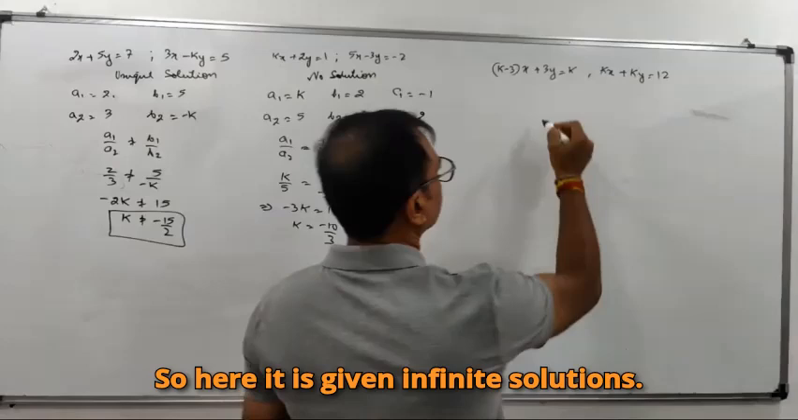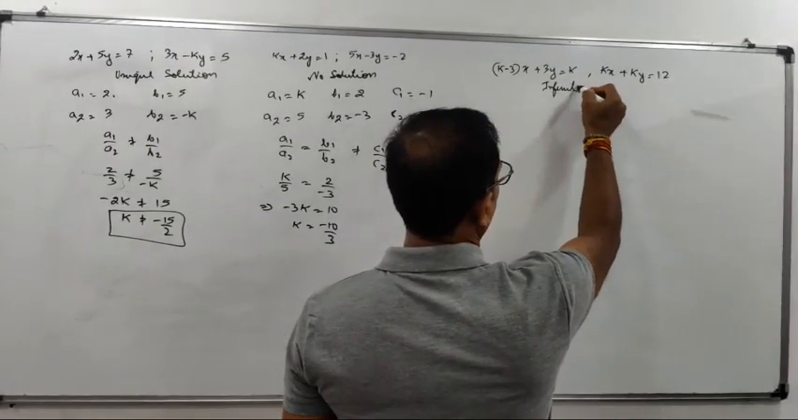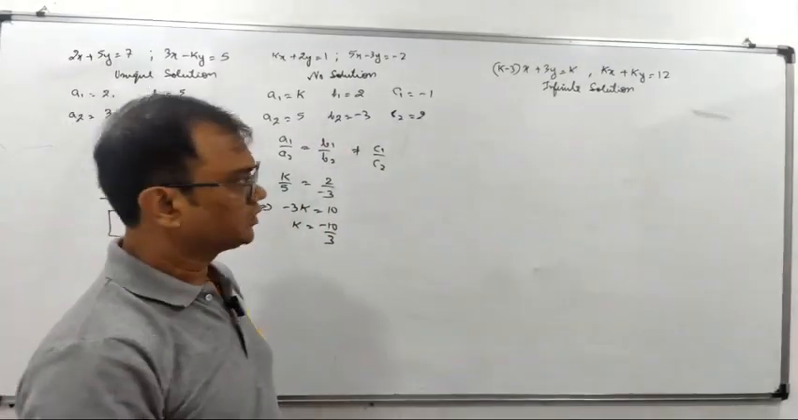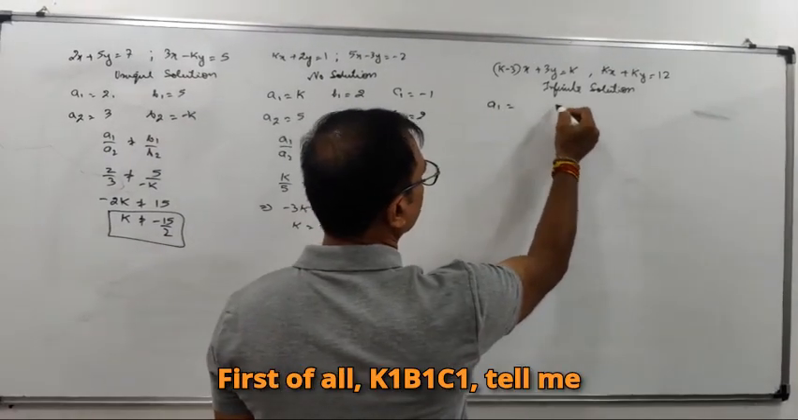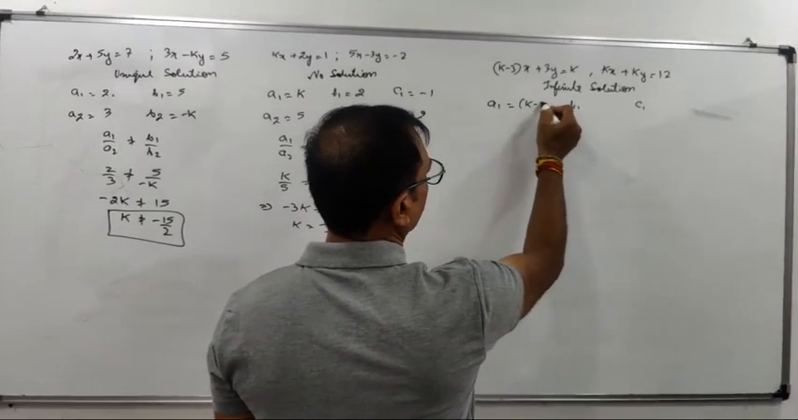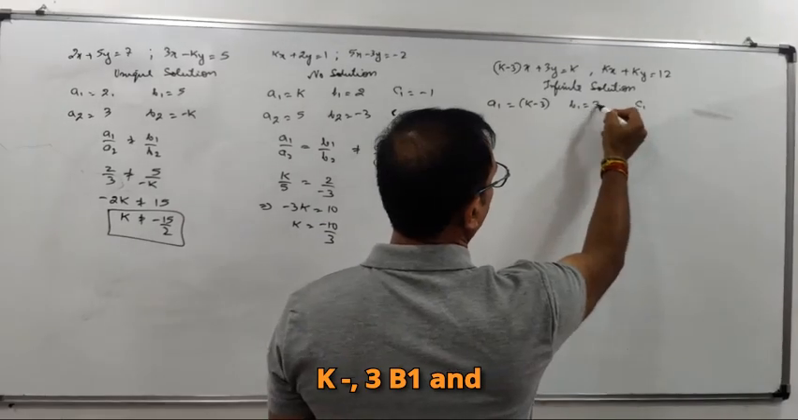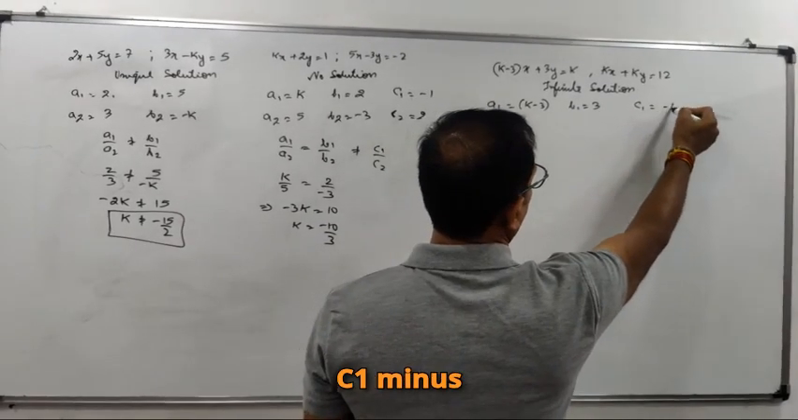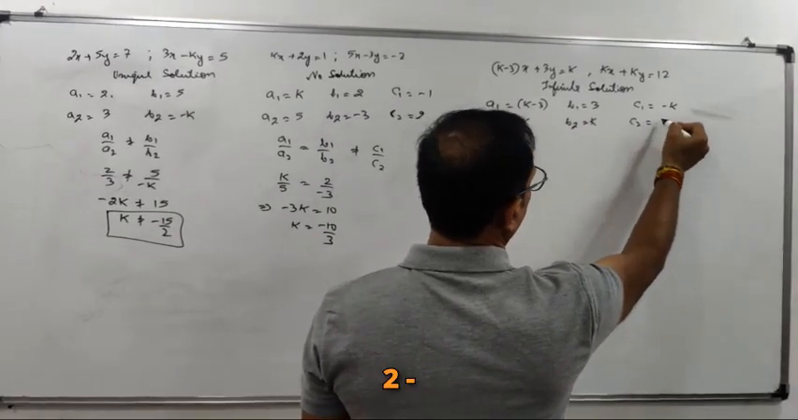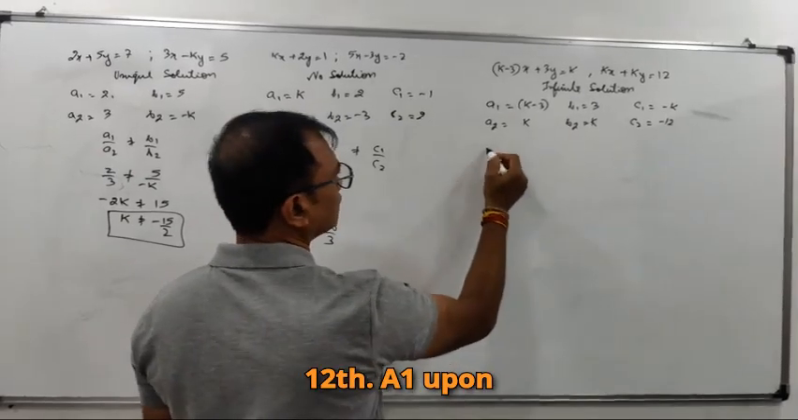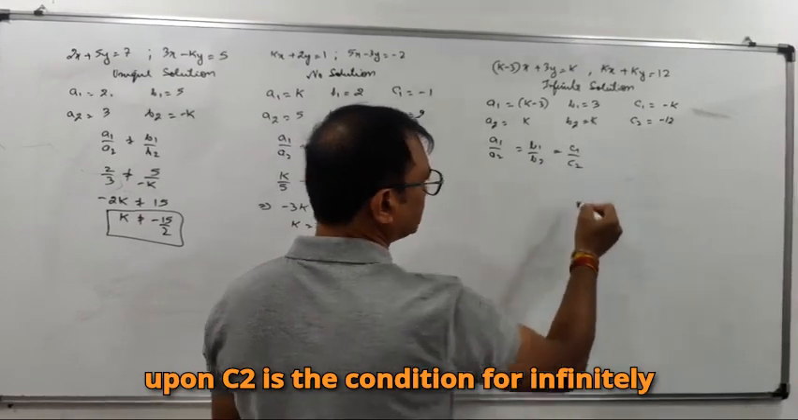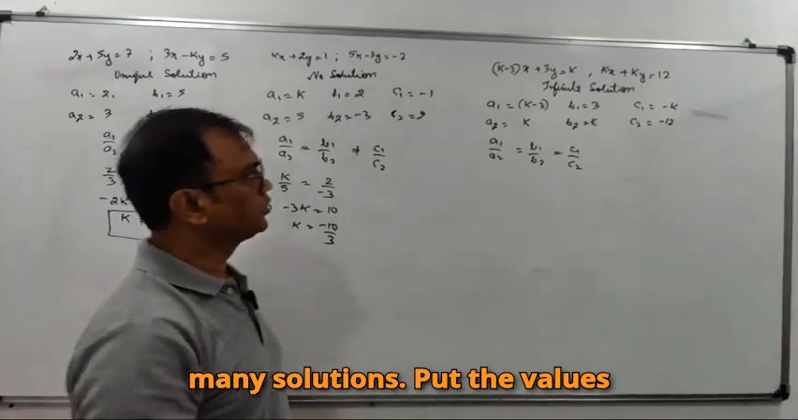So here it is given infinite solutions. Let us write down the conditions again. First of all, A1, B1, C1. Tell me. A1 is k minus 3, B1 is 3 and C1 is minus k. A2 is k, B2 is k, C2 is minus 12. A1 upon A2 equal to B1 upon B2 equal to C1 upon C2 is the condition for infinitely many solutions. Put the values.